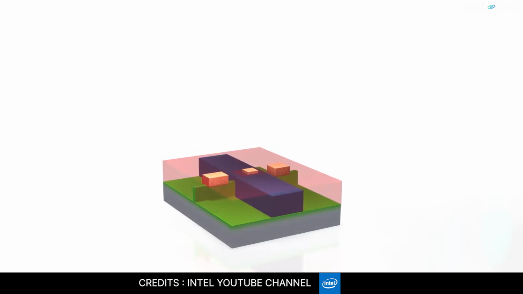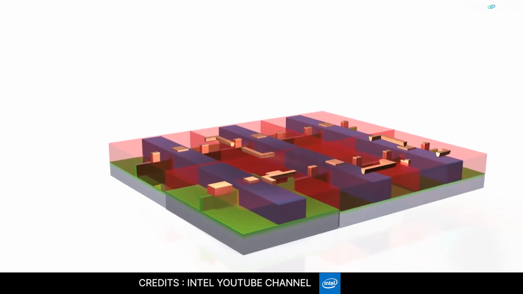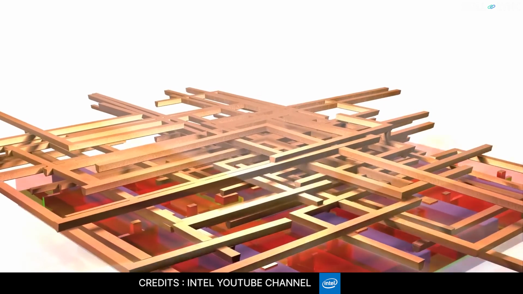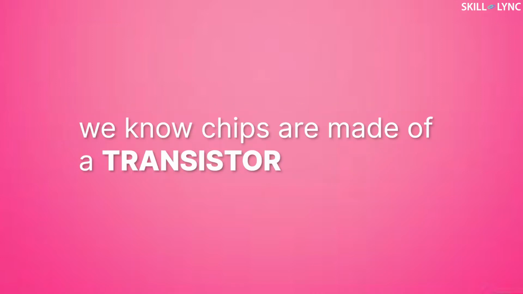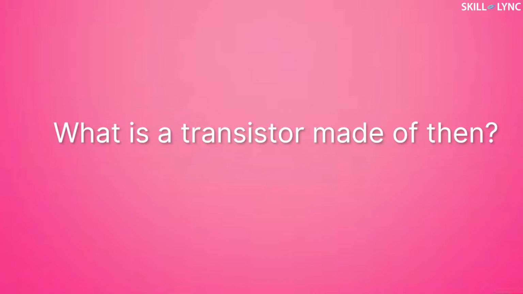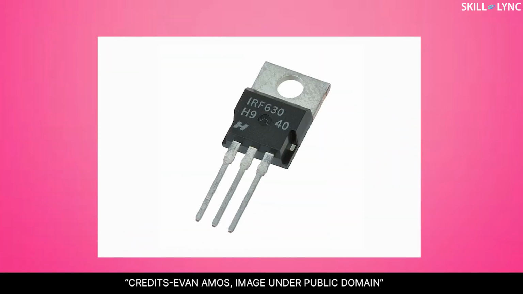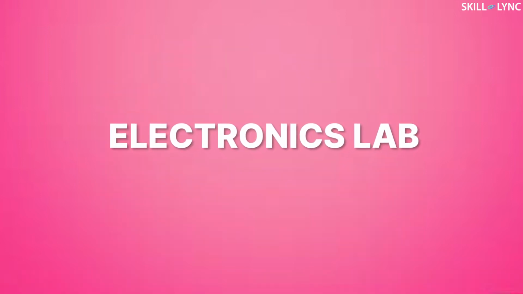The chips that we find in our computer are made up of millions of tiny components called transistors. In a CPU, many chips are placed together to form the memory of the computer. So now that we know chips are made of a transistor, what is a transistor made of then? Now, when I say a transistor, this is what will be coming to your mind. These are through-hole transistors. They are commonly available in any electronics shop, or you would have seen it in the electronics lab in your college.